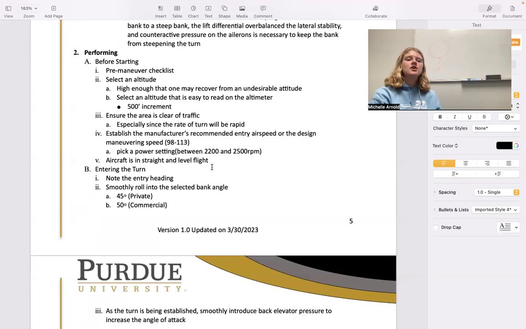But when you're going into the turn, you're going to want to add a little bit of power since you are losing that vertical lift. You're going to need more power and more back pressure to maintain your altitude.